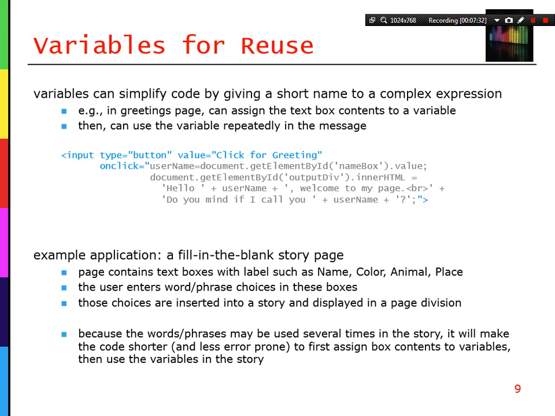Variable names can simplify complex code. In this example, we say hello plus username plus welcome to my page plus do you mind if I call you plus username. We've used username twice, where username comes from document.getElementById namebox value. So username is a substitute for that long line of JavaScript code.